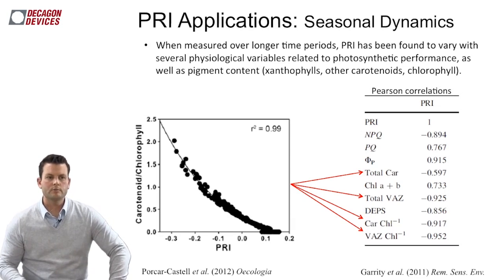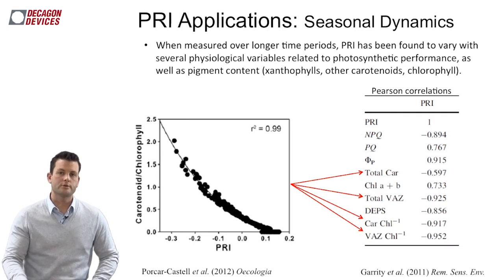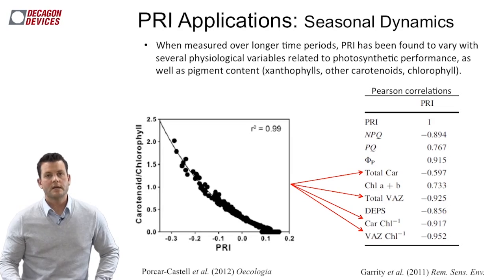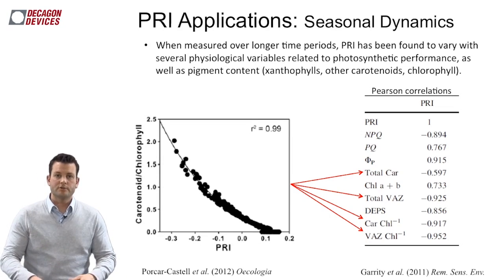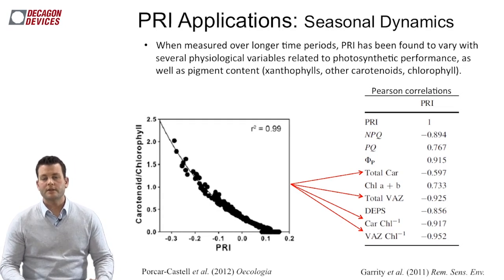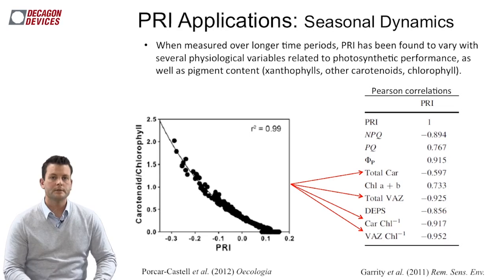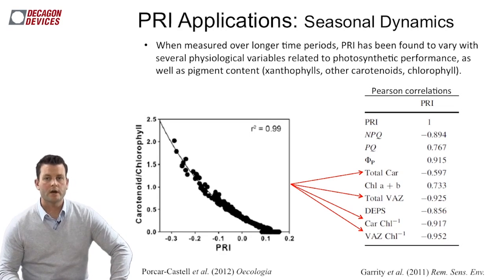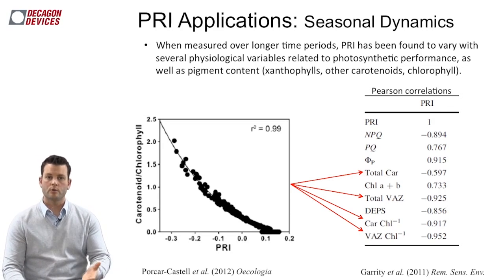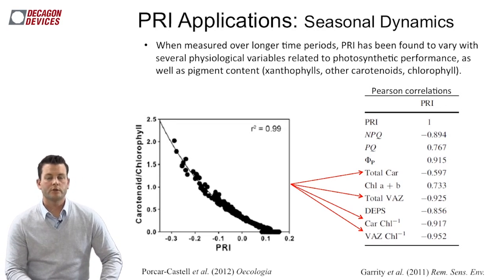So the Porcar-Castell study was really nice. They looked at a Scots pine canopy over an entire year, or a little over a year, to assess some of these longer-term correlations amongst photosynthetic physiology, foliar pigments, and PRI. And what they found was that almost all of the important photosynthetic physiological parameters or variables are related to PRI. And I think some of this is simply because there's a lot of co-correlation that goes on amongst these variables. But as with previous studies, they did find some of the highest correlations with things like the xanthophyll to chlorophyll ratio, the carotenoid to chlorophyll ratio, total pool size of xanthophyll, and total carotenoid pool size, which is consistent with previous studies.